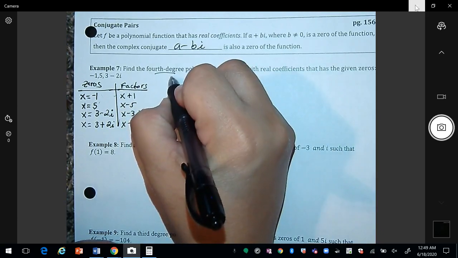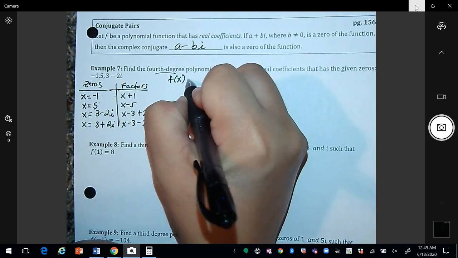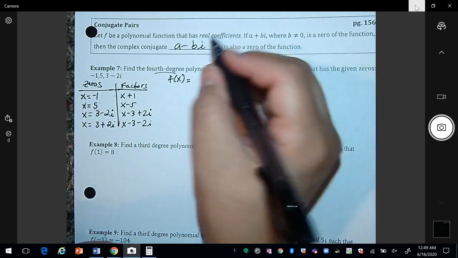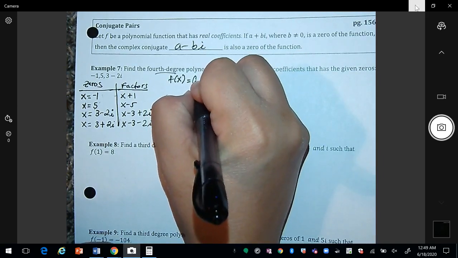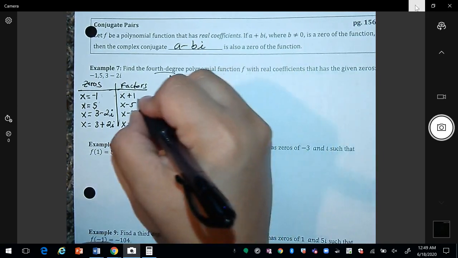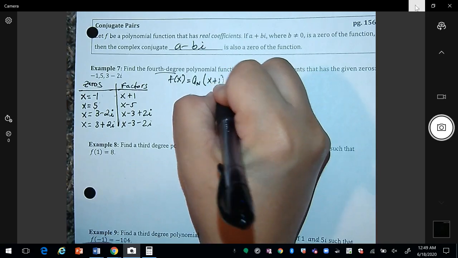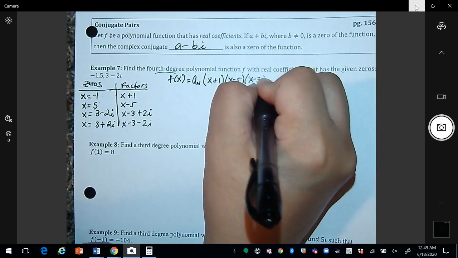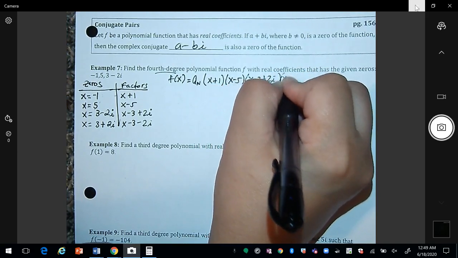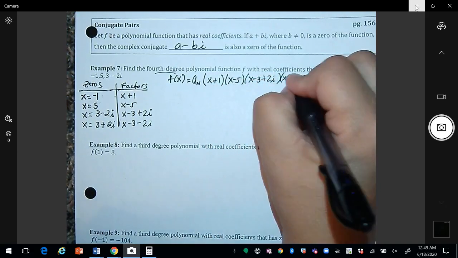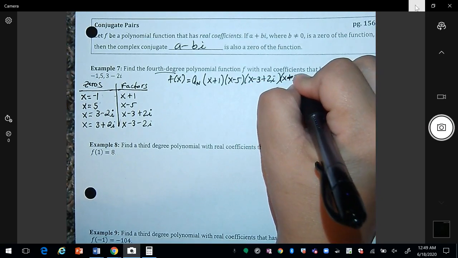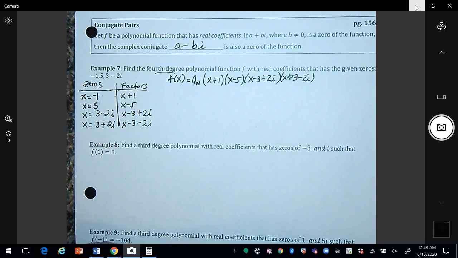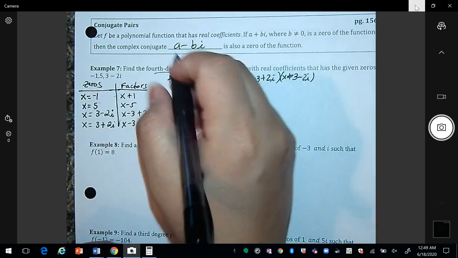Once we do that, then we want to find a polynomial. So I'm going to call it f of x. And I don't know what the coefficient is, so I'm going to call it an. And then I'm going to list these factors. Okay, so then what we want to do is multiply out these factors.